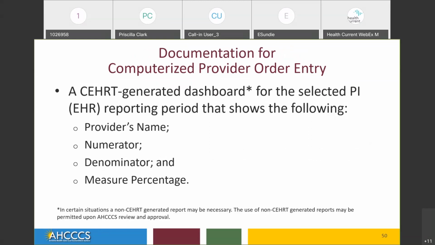A CERT-generated dashboard for the selected PI reporting period should be submitted to meet the CPOE measures. And it should show the following four items: the provider's name, the numerator, the denominator, and the measure percentage. Keep in mind that in certain situations, a non-CERT generated report may be necessary. The use of the non-CERT generated report may be permitted upon access, review, and approval.